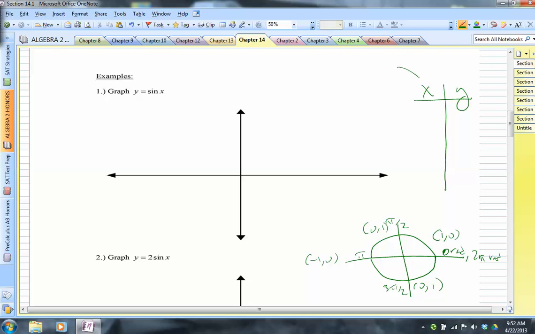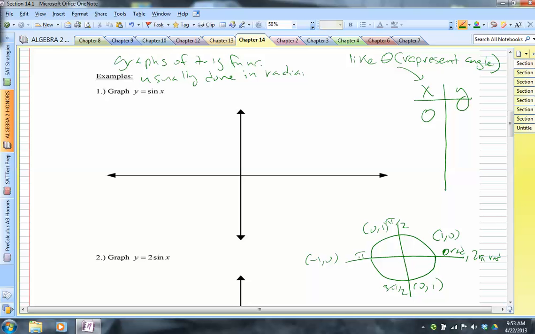Now x, in this case, I probably should have used theta. It'll represent the angle. And by the way, graphs of trig functions are usually done in radians, because if you use degrees, you're going to have some really large numbers. So they're usually done in radians.